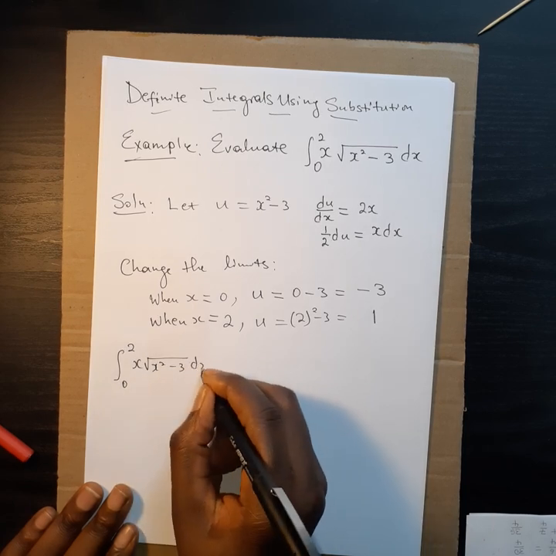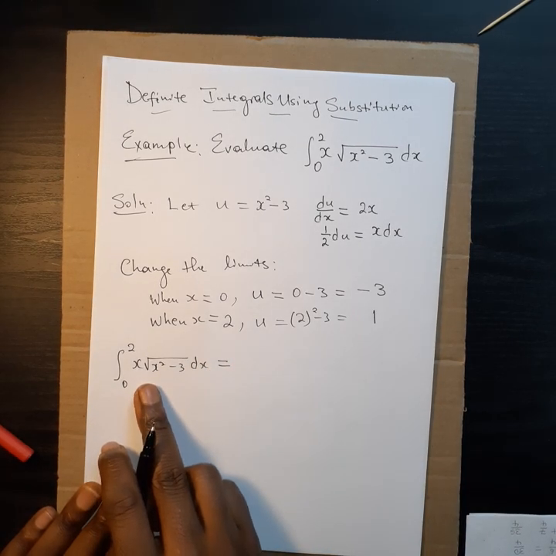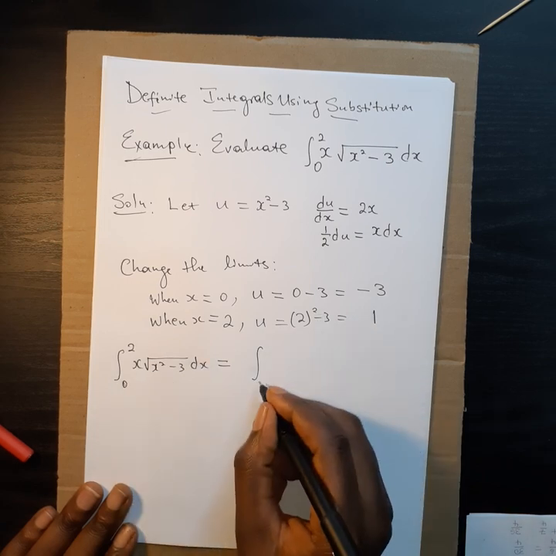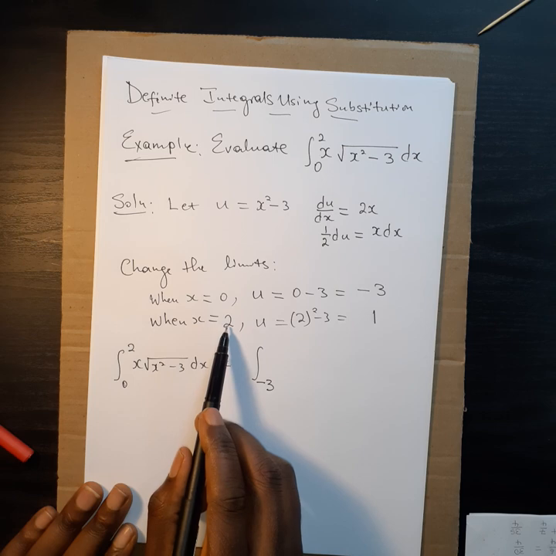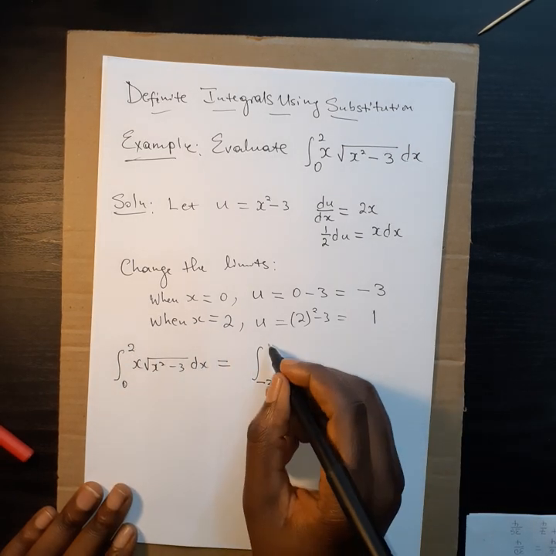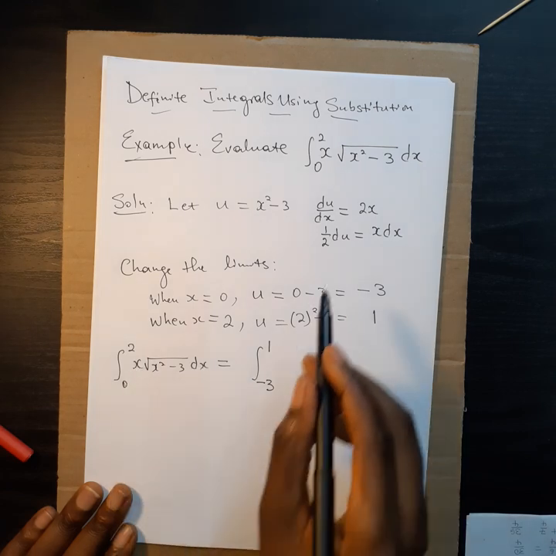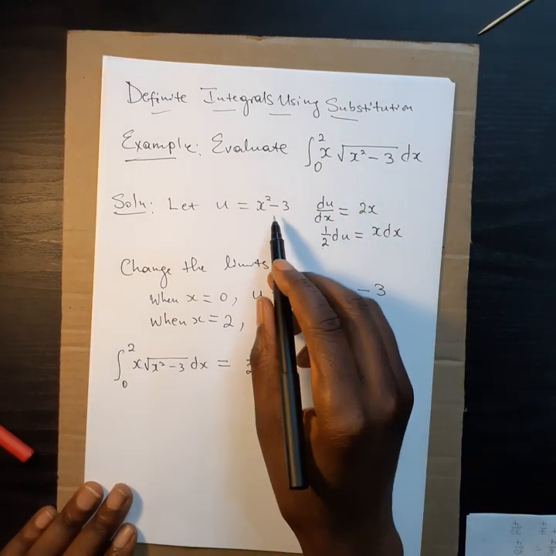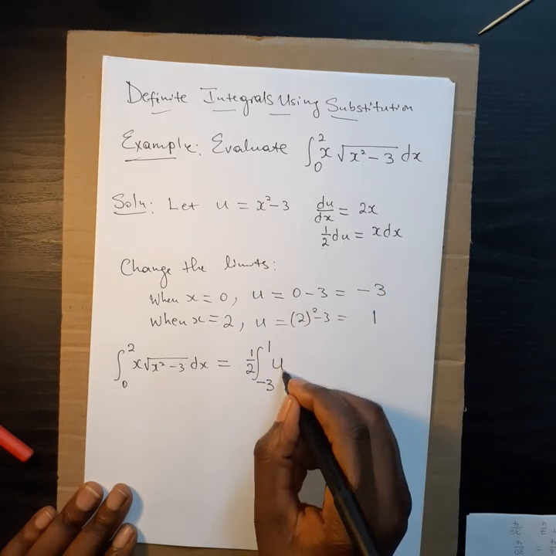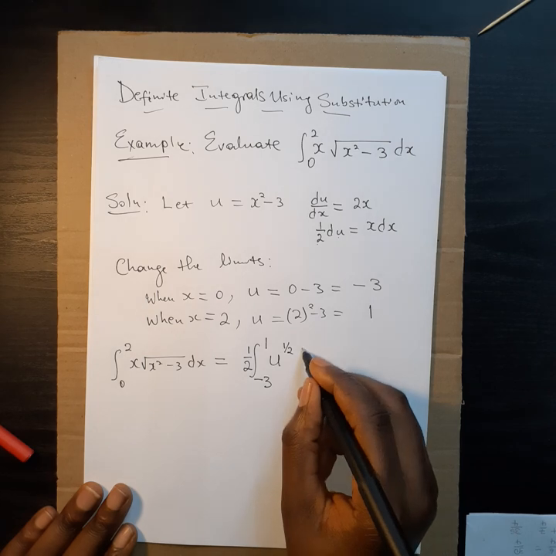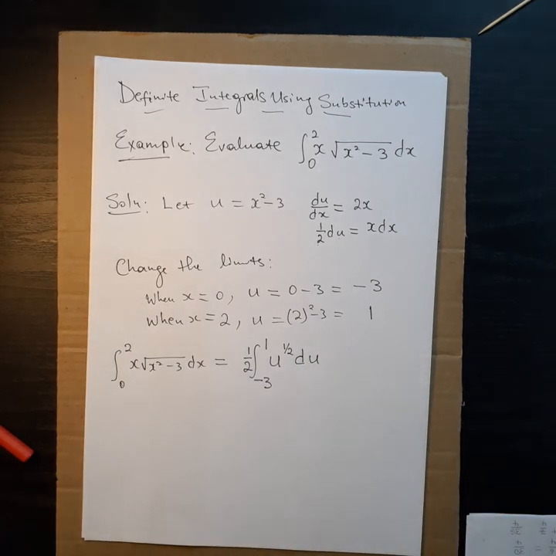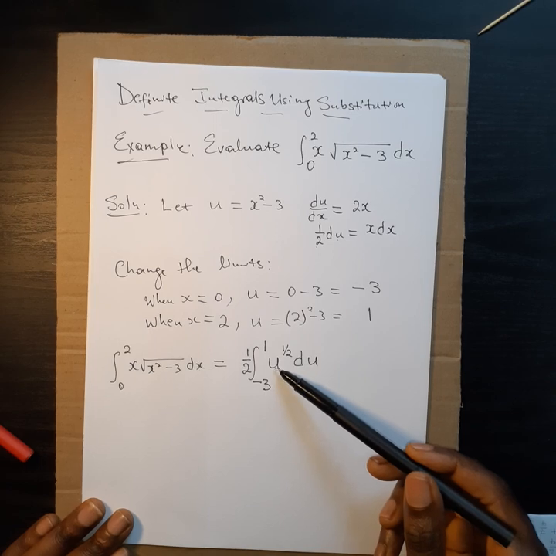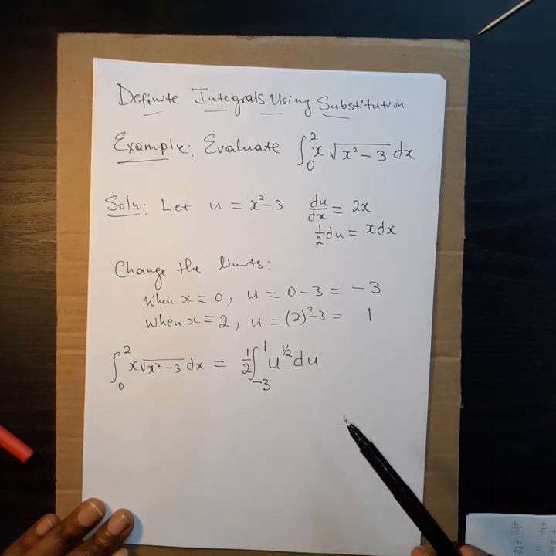So now we are sure that if we start off with something in terms of x like this, x squared minus 3 dx, if we want to rewrite this in terms of u, we will write the integral when x is 0, instead of putting 0, we put minus 3. When x is 2, instead of putting 2, we put 1. And then x dx is 1 over 2 du. Our u is x squared minus 3, so we will have square root of u, and then we have our du. So we didn't mix anything. This is u, this is u, that is u. If you put 0 here and 2 there, whereas you have u here and u there, you are wrong.